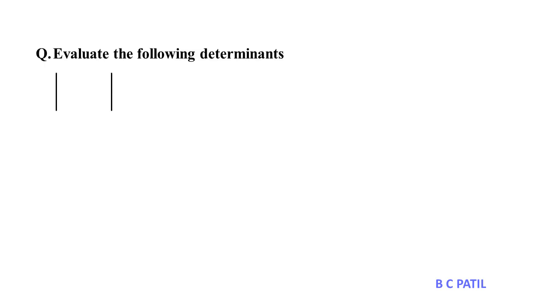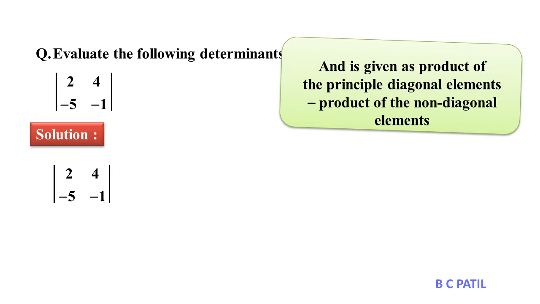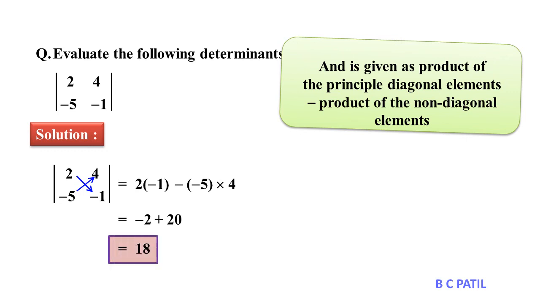One more example. Evaluate the following determinants. 2, 4, minus 5, minus 1. Determinant of given matrix is again obtained by product of diagonal elements minus product of non-diagonal elements, that is 2 into minus 1 minus 5 into 4, that is minus 2 plus 20. Final answer is 18.